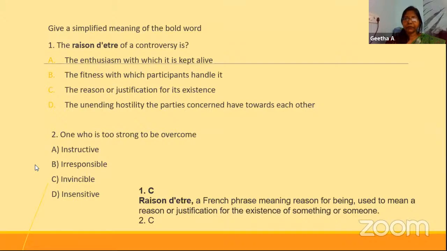If you have any doubt, I hope not. Okay, fine. So let's move.